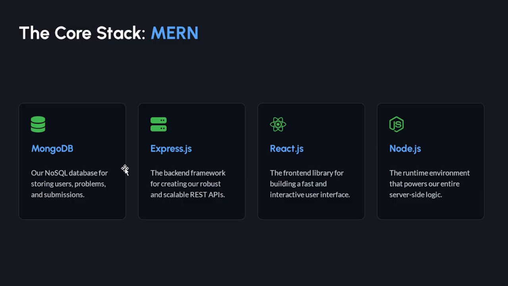So basically, in MongoDB, we use a NoSQL database for storing users, problems and submission history. It is used with Mongoose for flexible and scalable data storage. Now Express is a fast and minimal Node.js framework for building our robust and scalable REST API. We will create a robust API to manage users, problems, submissions, and AI interaction.